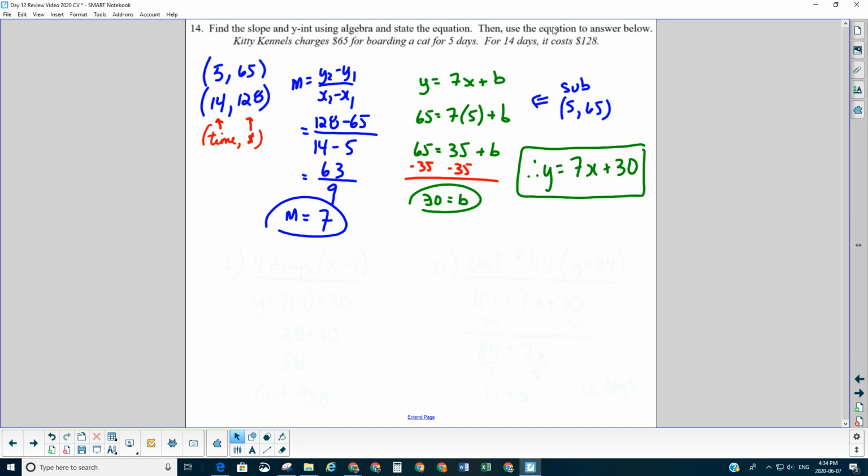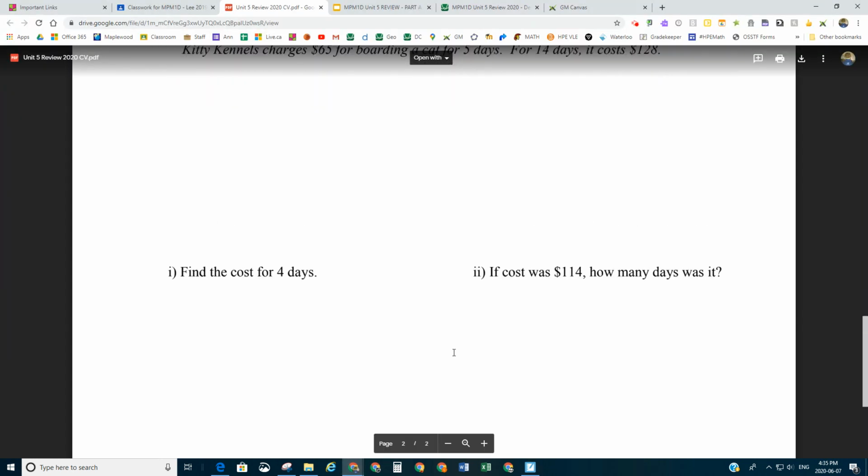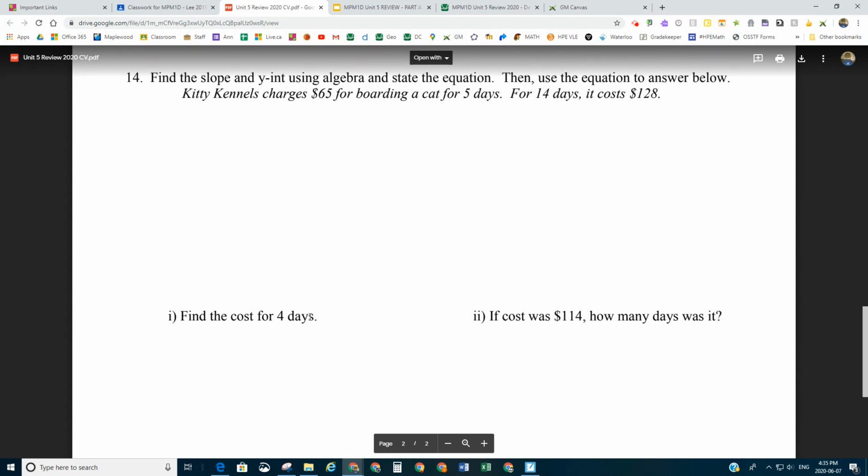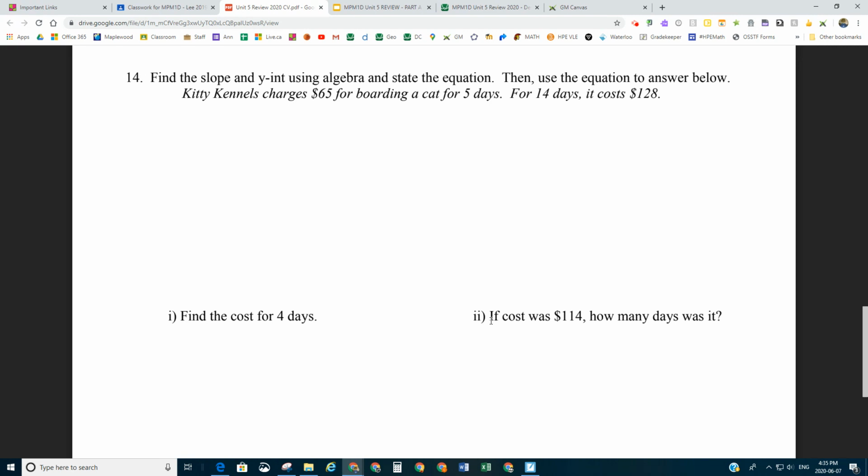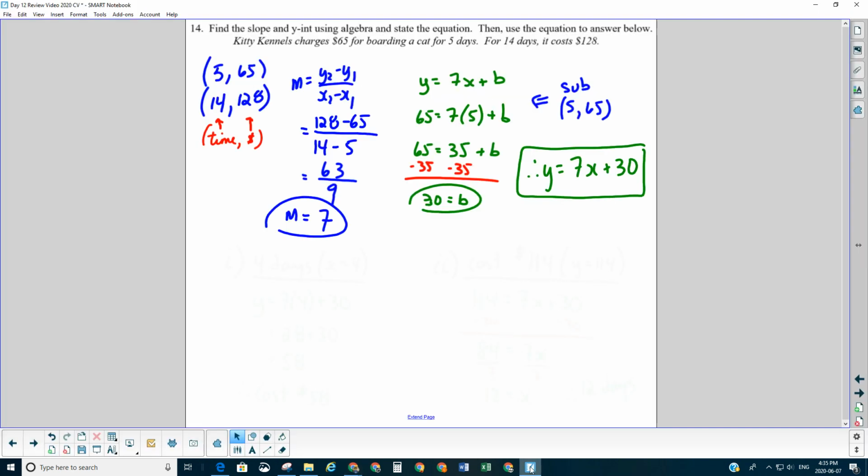All right. Now, the second part is use the equation to answer the questions below. So again, if we look here, we found our equation, but now it says find the cost for 4 days. And then a separate question, if the cost was 114, how many days did the cat stay at the kennel? So the first one is 4 days, which means x equals 4 because x represents the number of days. So our equation is y equals 7x plus 30. But I've replaced the x with 4, so it's 7 times 4 plus 30. 7 times 4 is 28, plus your $30 makes 58.